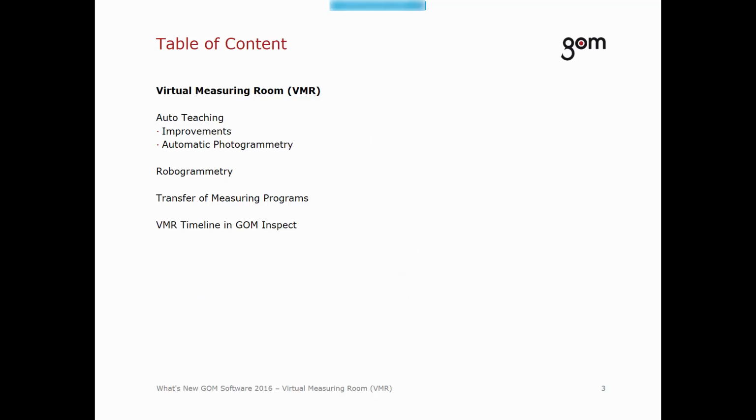Today, we would like to show you news and improvements of the GOM software 2016 in regard to the virtual measuring room. Auto-teaching will be the first topic. There we want to address improvements of the position generation and the path optimization. Afterwards, we will introduce our new approach for measuring car bodies, our so-called Robogrammetry. With the transfer of measurement programs and a look into our free GOM Inspect software, we would like to conclude this webinar. With this, I will hand over to Jan.